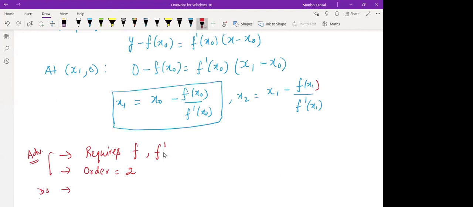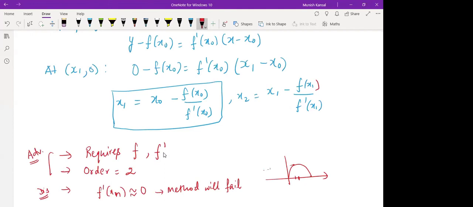Now, let me write down one disadvantage. The disadvantage is, whenever the derivative at a certain stage becomes 0 or nearly equal to 0, the method will fail, right? So whenever the derivative becomes 0, what will happen? The method will not work in that case. Like you have something like this, okay? Say you start from here, and if you plot a tangent, this is almost parallel to the x-axis, right?